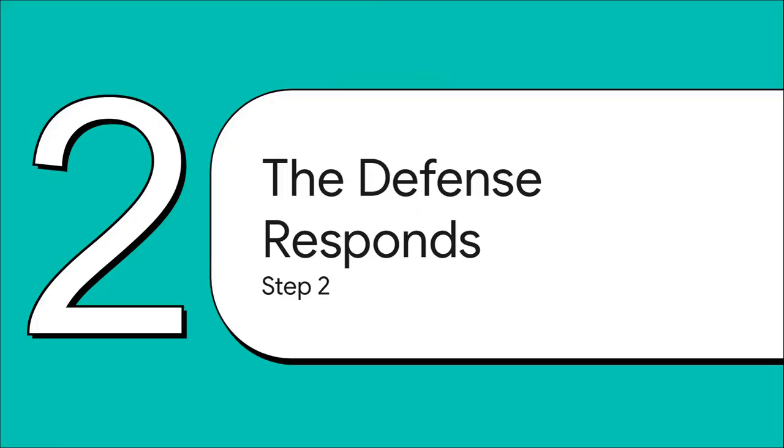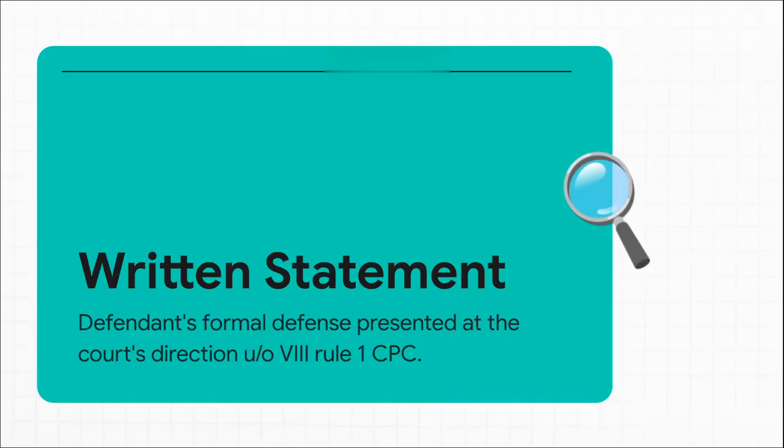And that brings us to Section 2. The defense responds. The vehicle for this response is called the WS, or written statement. This is the defendant's formal written counterpunch to the claims laid out in the plaint. At the direction of the court, under Order 8, Rule 1, the defendant has to officially submit this document to put their defense on the record.